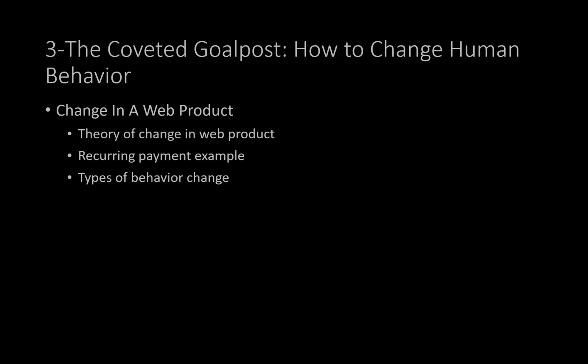And lastly, the user may actually try to revoke the payment because the user is angry and he may leave a bad review and actually leave the website as well. So this is an example of a recurring payment system for passive behavior. So now let's explain different types of behavior change in web product.